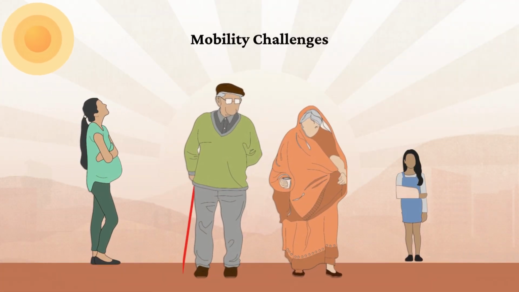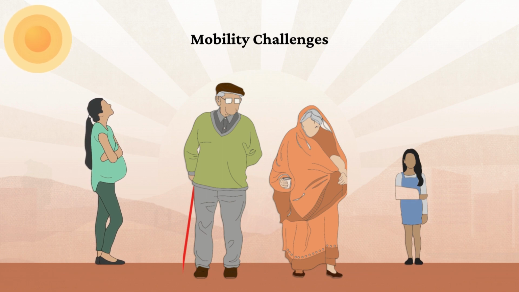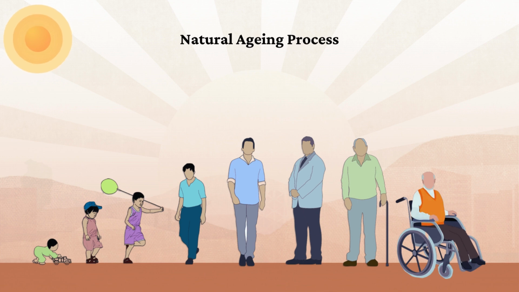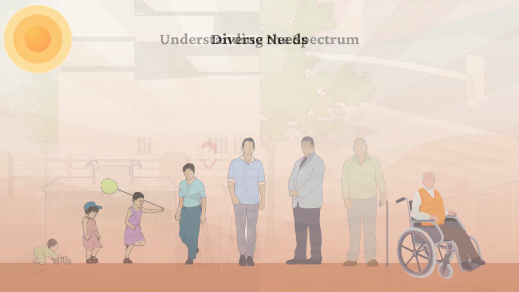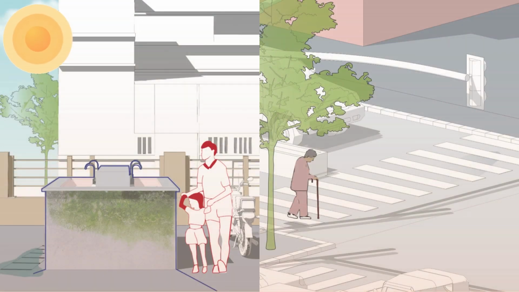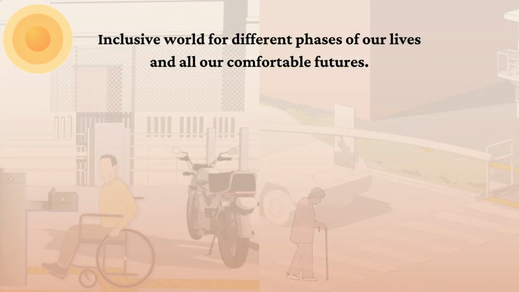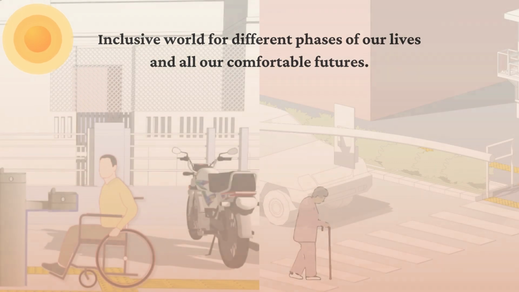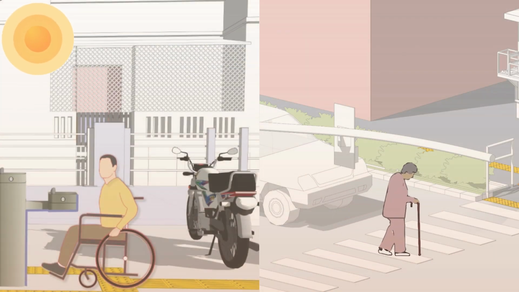Certain situations or conditions may also bring in a set of mobility challenges like pregnancy, temporary disabilities, health conditions like heart disease, diabetes, or chronic illnesses. And don't forget, we all experience the natural aging process. The needs of a toddler differ from those of an elderly person. Understanding the spectrum is crucial for creating an inclusive world for different phases of our lives and all our comfortable futures.